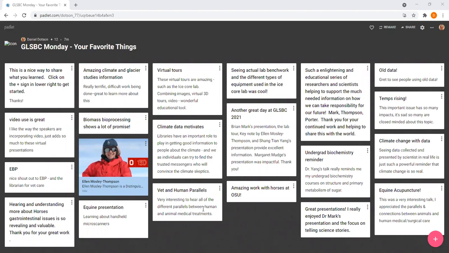People mentioned the interesting parallels between human and animal medical treatments. I'm not sure how many people were here Friday, but they were talking about some of the clinical trials that go on at the vet med area of campus and how those are used for humans eventually. Seeing all the lab and bench work in the ICE core lab was cool. Agreed, that's a very interesting facility on campus.